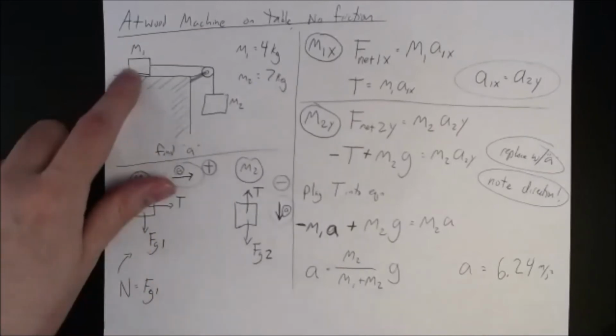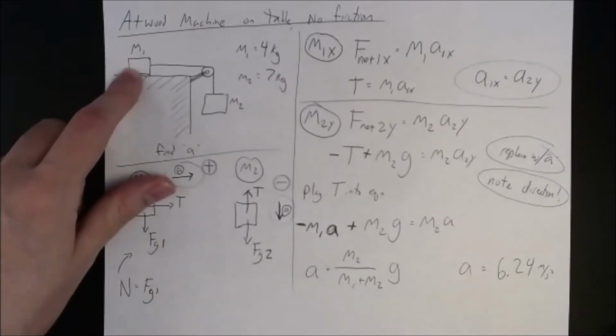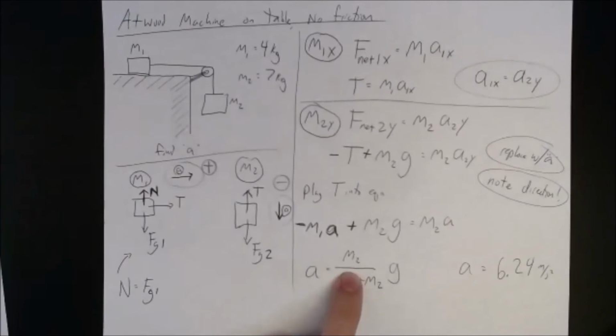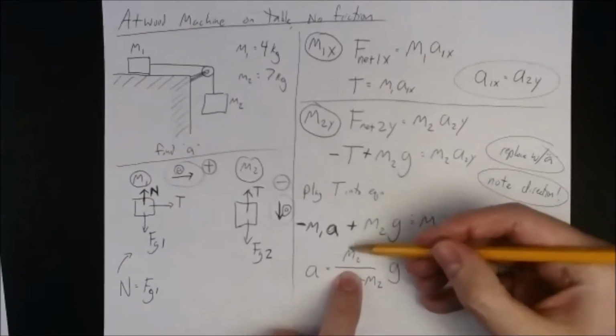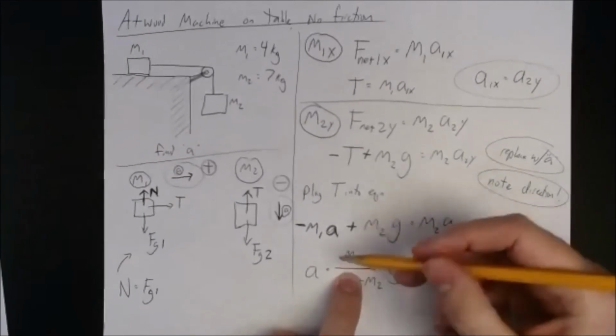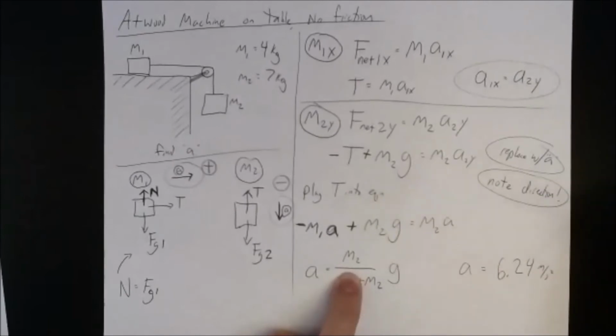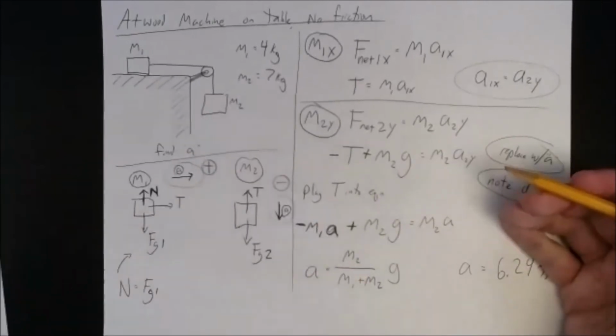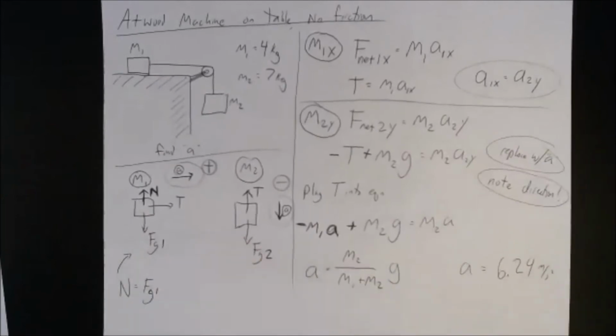If, on the other hand, you replaced m1 with a single atom of nothing, then that would go to 0, and you'd have m2 over m2, which would go to 1, so acceleration would be equal to the acceleration due to gravity, and it would just fall normally. So the equation makes sense. That's good.